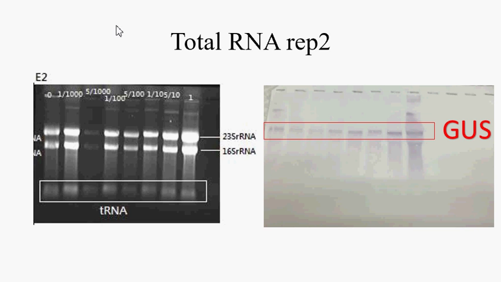And this is our second replicate. As you can see, here are the different concentrations of IPTG, the 2 ribosomal RNAs, tRNA, and the not so clear GUS RNA. But in northern hybridization, you can see the GUS RNA here. And there is a similar pattern: it seems darker at bigger IPTG concentrations.